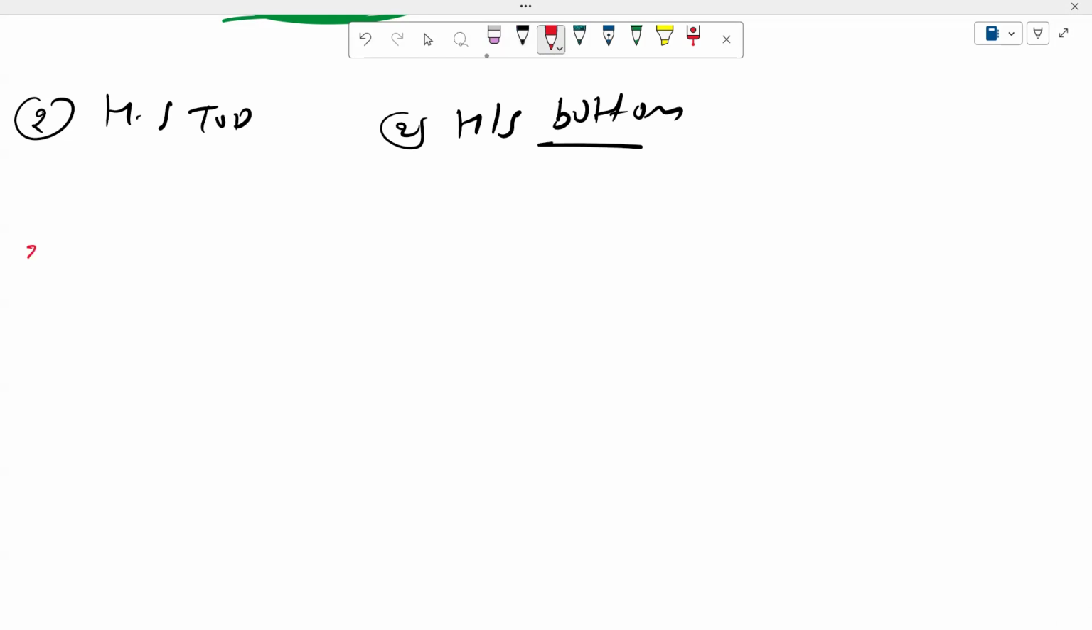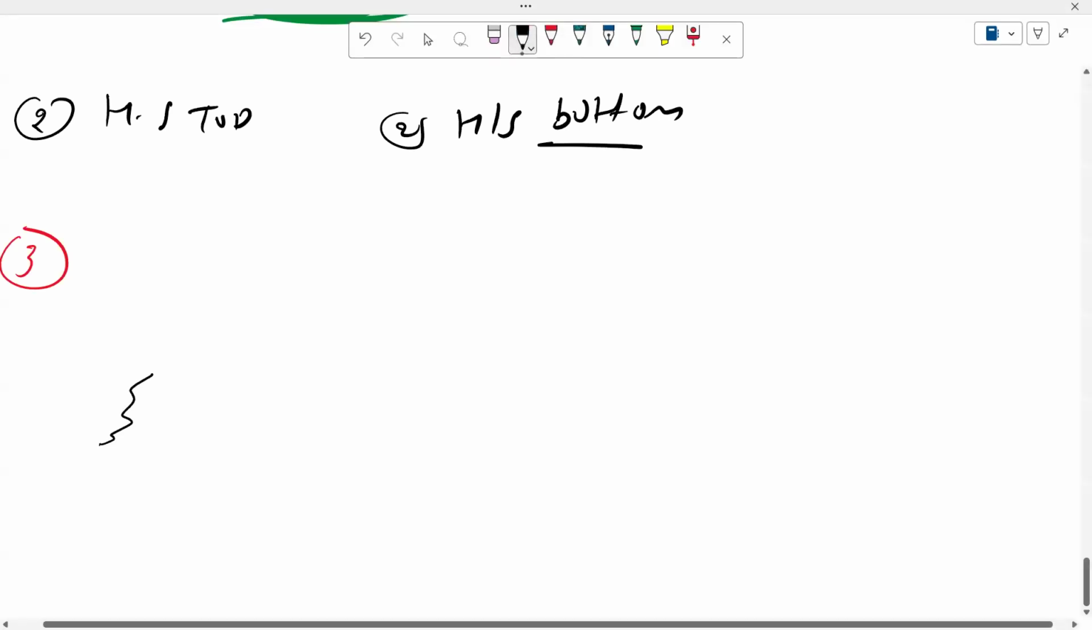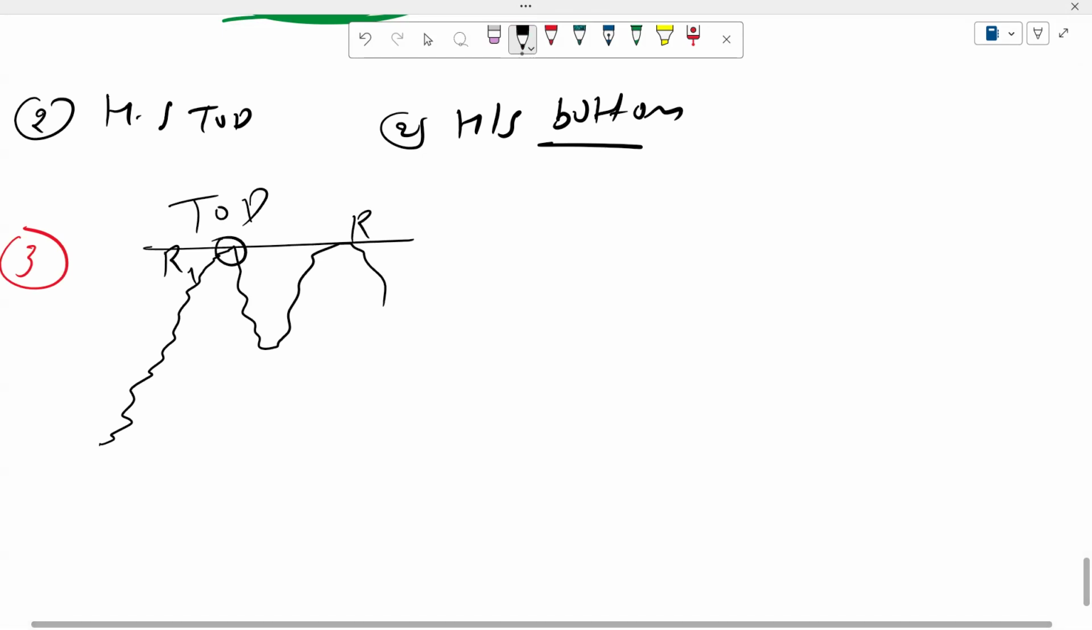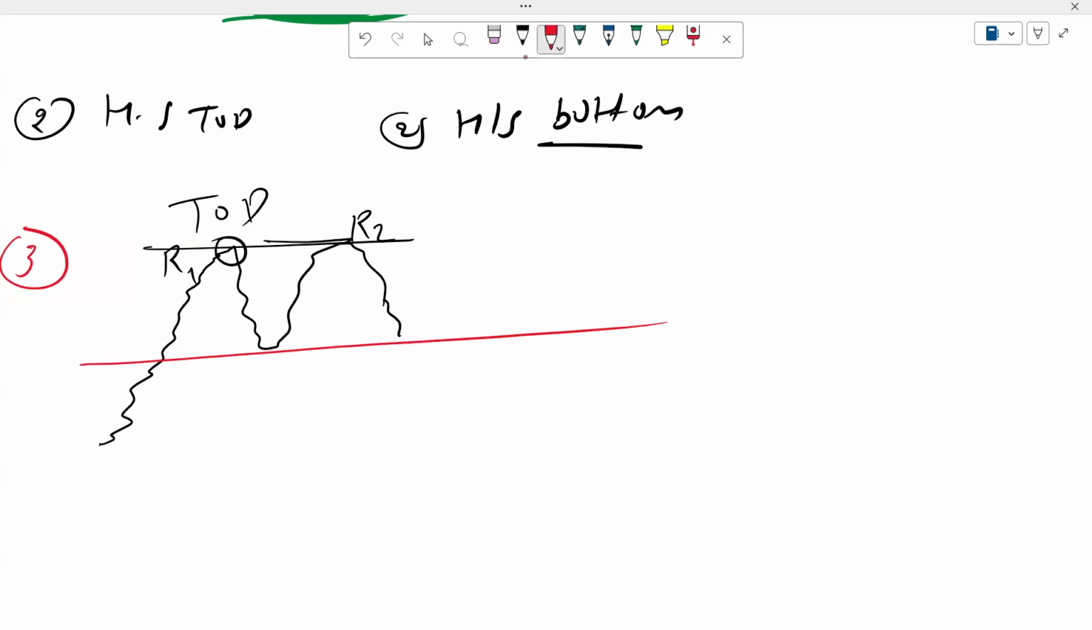Now the third pattern is your double top. What will happen in the double top? Market is going up and forming a double top. Market gets resistance here, R2, and it forms a double top pattern, and this will end when this. So here you see the breakdown, market is coming down. At this point you can go short or sell. So this is your double top formation.